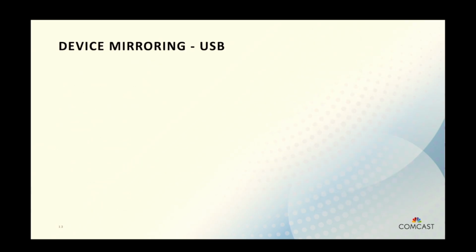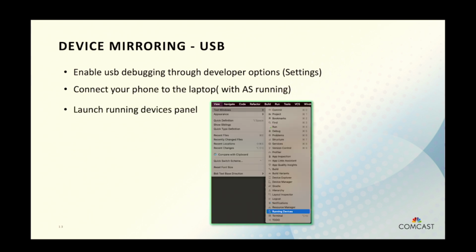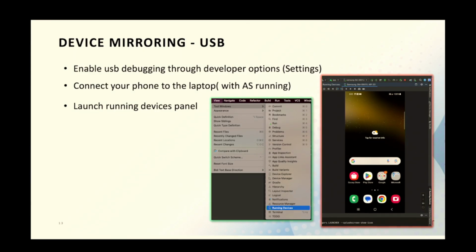I'm going to quickly go through the USB. Most of you have used it, but it's the same thing. You go to developer settings, make sure you enable USB debugging, then connect your phone to the tablet, launching devices, and then you should be able to see yours. So this is me connecting with a USB cable, seeing my Samsung device.